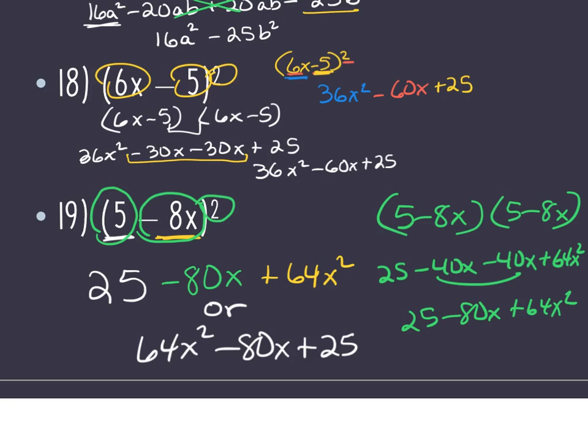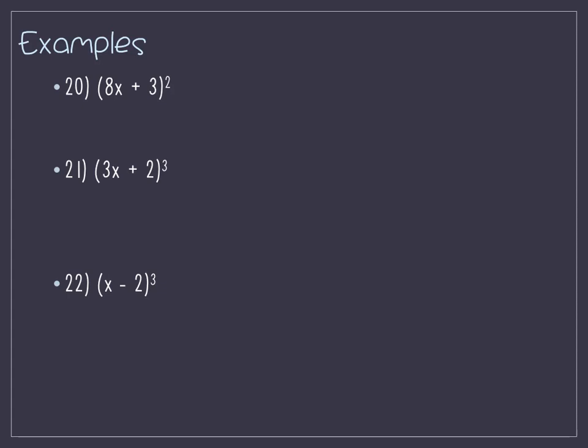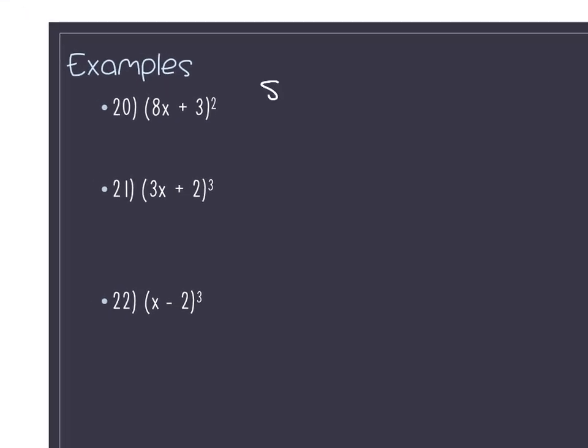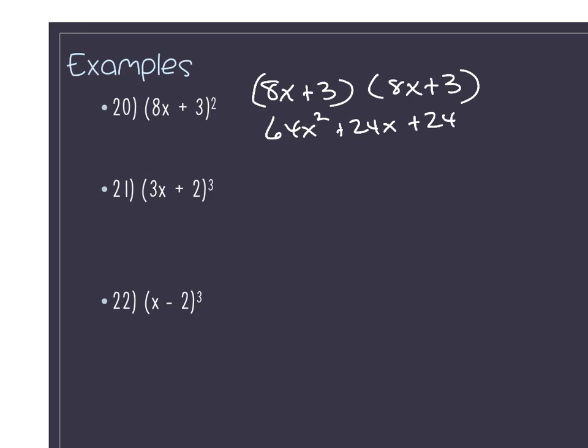Next one, same thing. We can either do the trick or write it 2 times and FOIL it. So you can either do this and FOIL it or use my trick. 64x squared when I do first. Outside gives me 24x, inside gives me 24x, and then positive 9. Add the middles. Final answer, 48x plus 9.